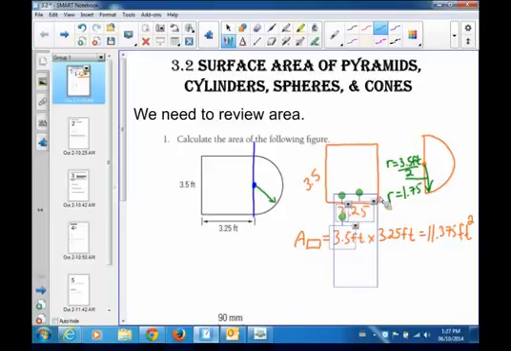That's the radius. I'm saying that's the distance from the center to the edge. And that's the same as the center to this edge, right? In a circle, if I take a piece of string, which I have.